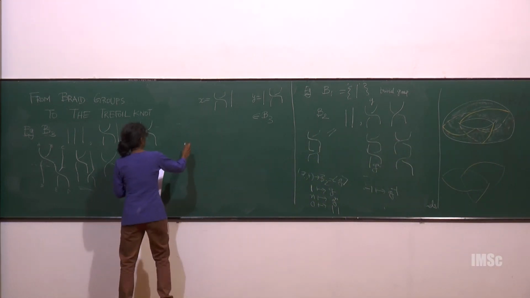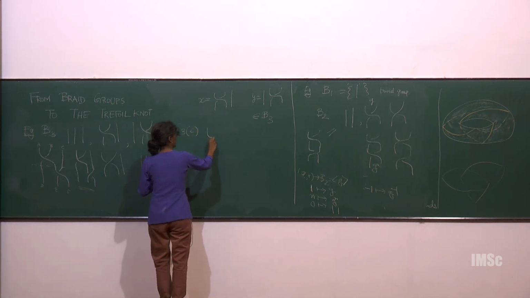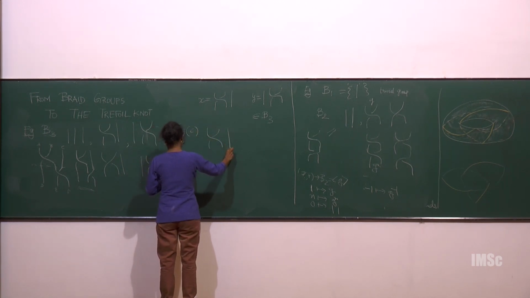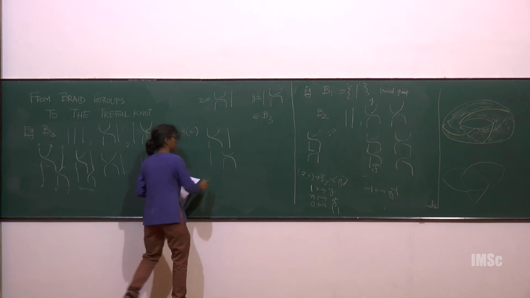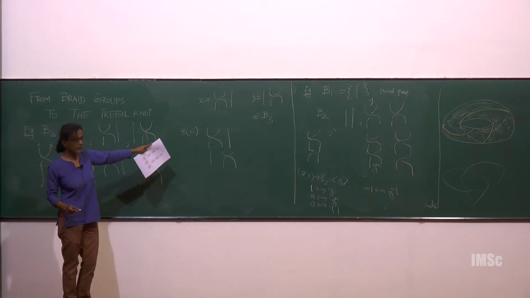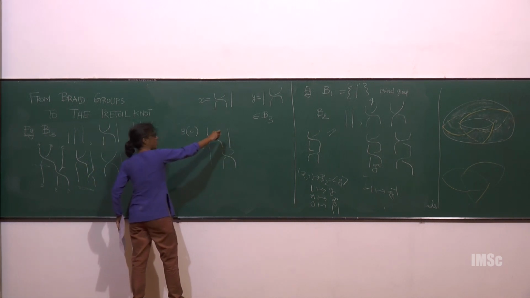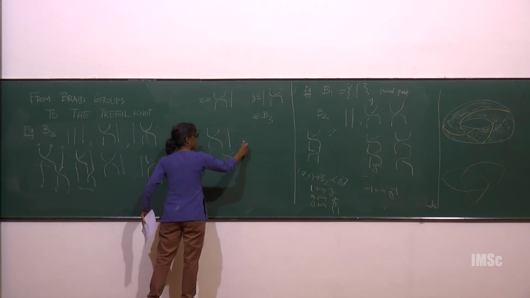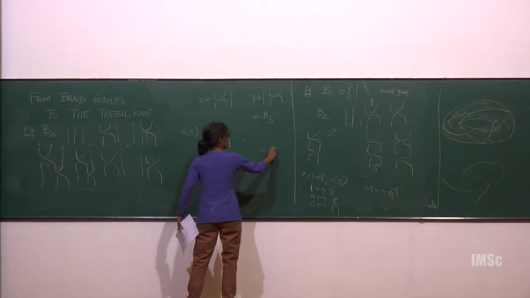Okay, so let's do 3C. I'm going to draw it in a way which tells you what the answer is. So C can be written like this, right? What's the top one? X. What's the bottom one? Y. So this braid is exactly XY.